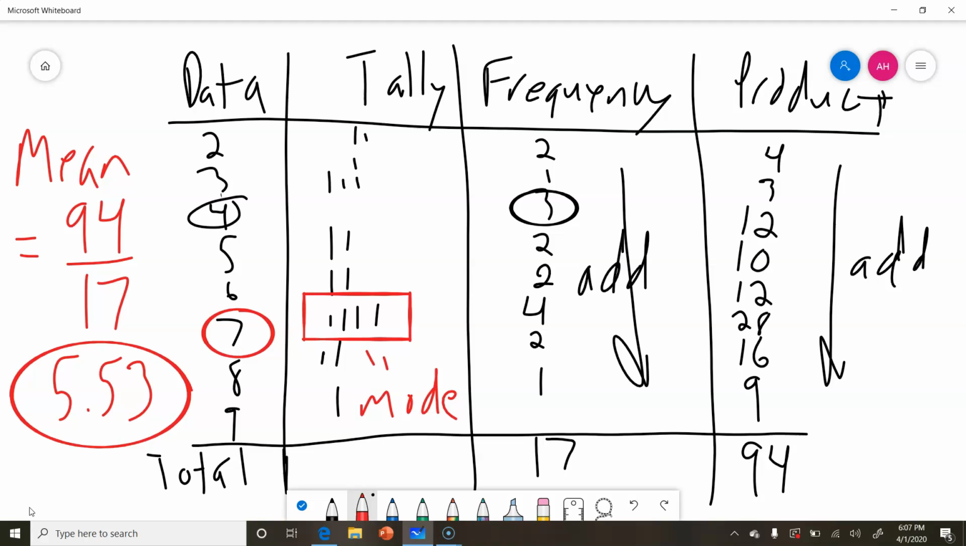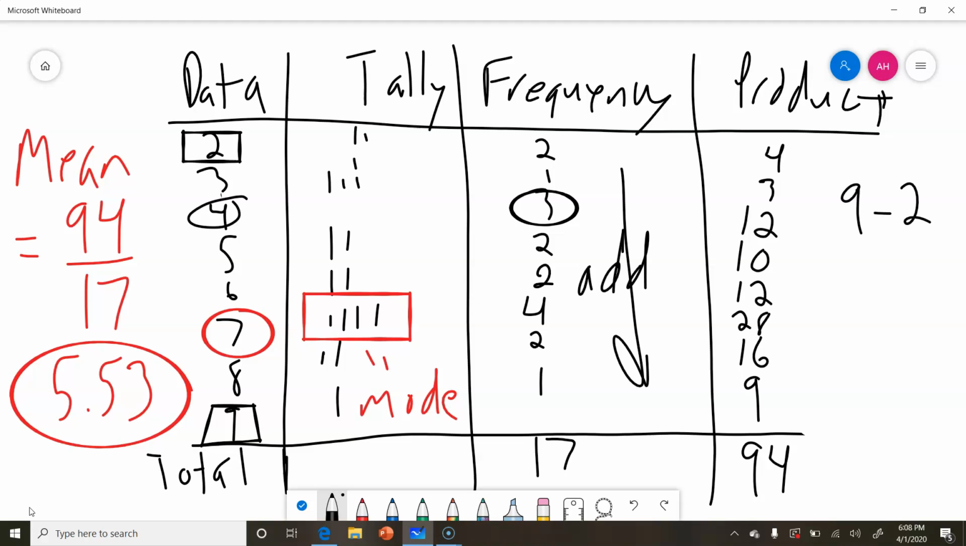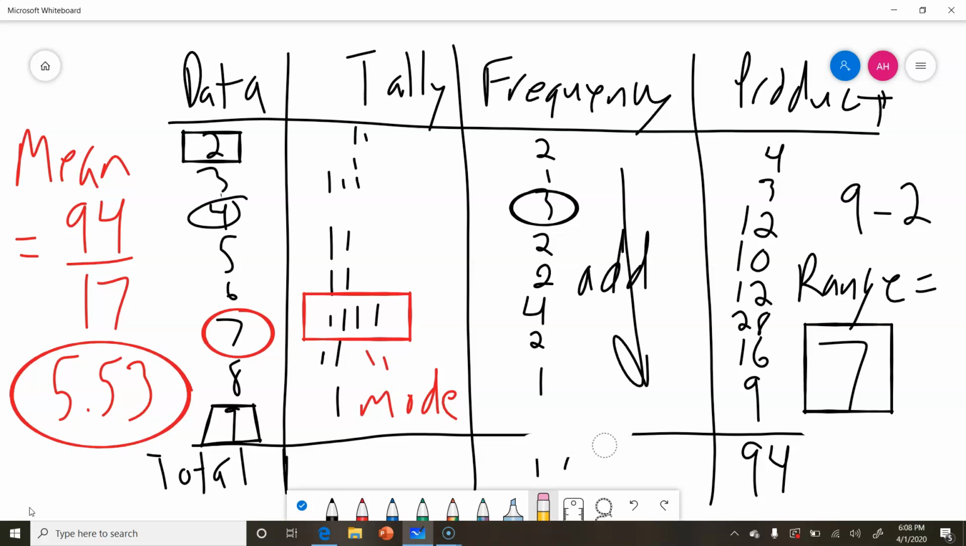Now the range. Let me erase it on this side so I can write it. The range is the biggest number, which is the 9, minus the smallest number, which is 2. So the range equals 7. The range is 7, the mode is 7, and the mean is 5.53.